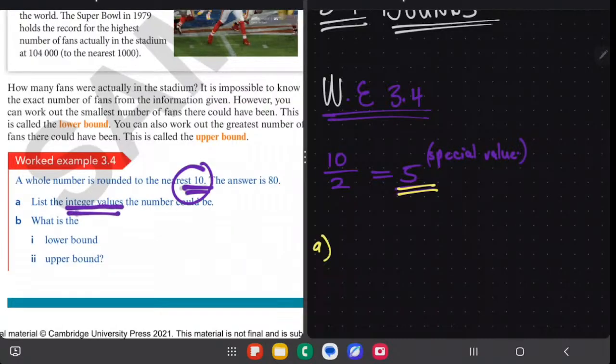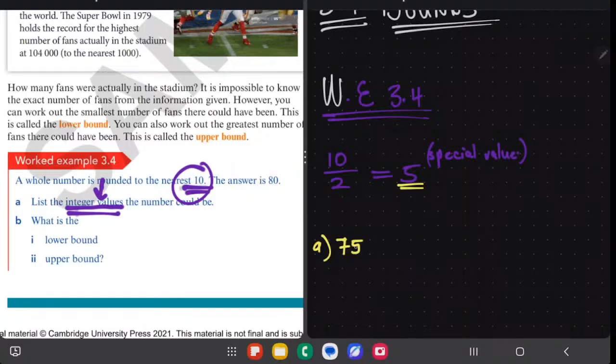If they ask you to list the integer values, you go to the answer and you subtract 5. What is 80 minus 5? Because 5 is the special value. So to list the answers, you say 80 minus 5, you will get 75. So the special integers start at 75. And they end at, you say 1 less than 5 is what? It is 4. You now add it to 80.